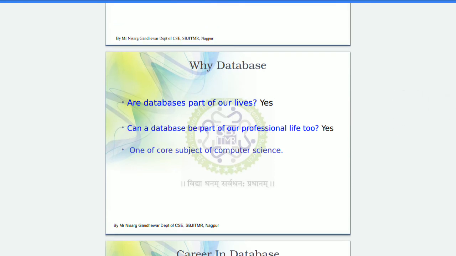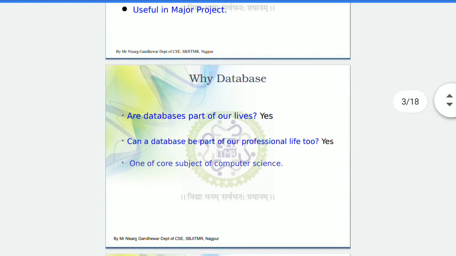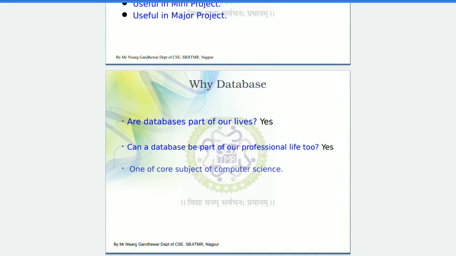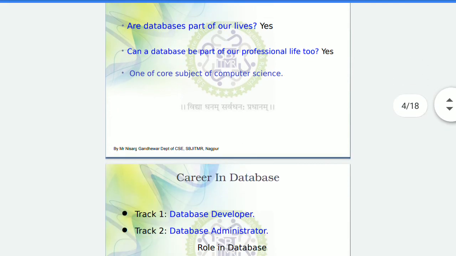Then the third one is that it is one of the core subjects of computer science. You know what the core subjects of computer science are? One of the subjects is database, then operating system, data structure, computer network. They are all called core subjects of computer science. Out of these, one of the core subjects is database management system.